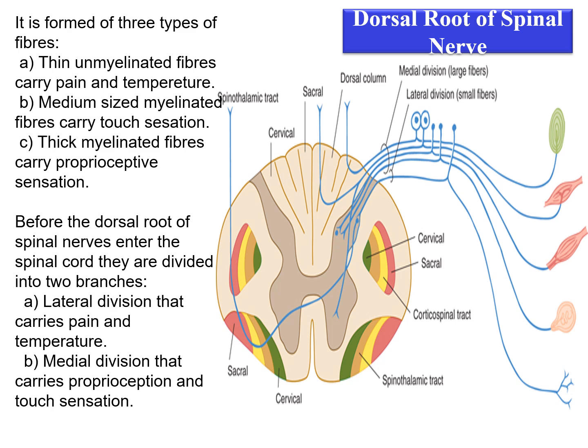Before the dorsal root of the spinal nerve enters the spinal cord, it is divided into two branches, as I have said: the lateral division and the medial division. The lateral division carries pain and temperature, and the medial division carries proprioceptive and touch sensation, as I have mentioned before.